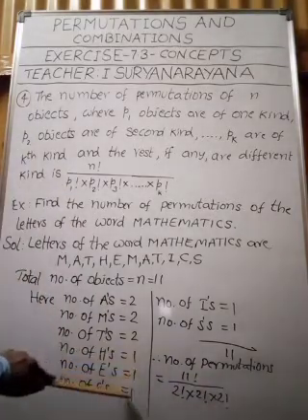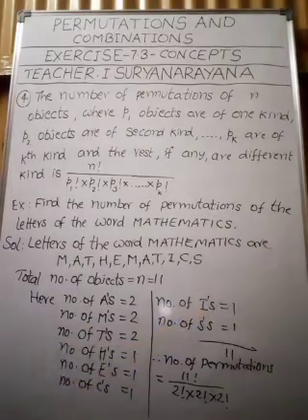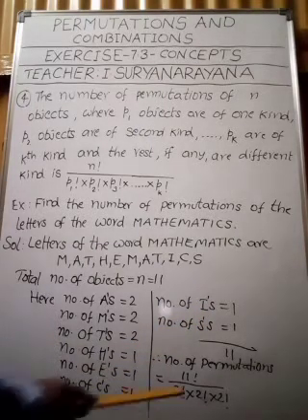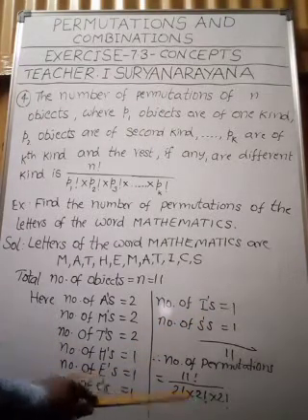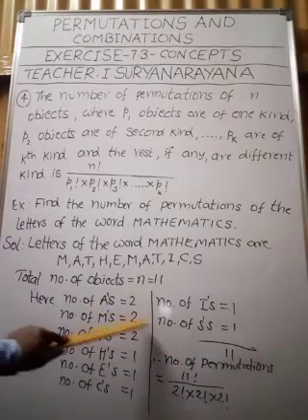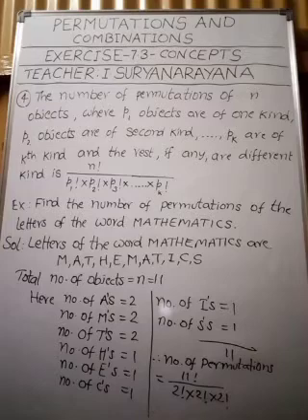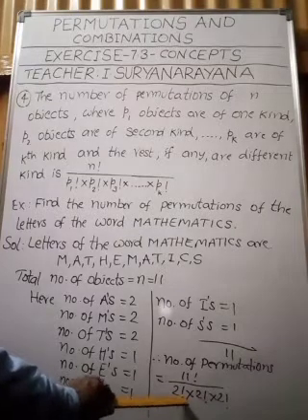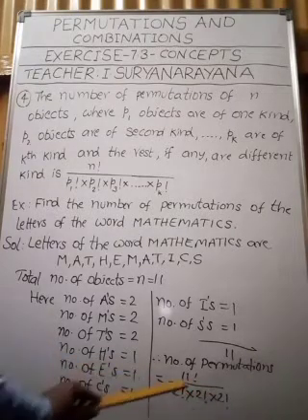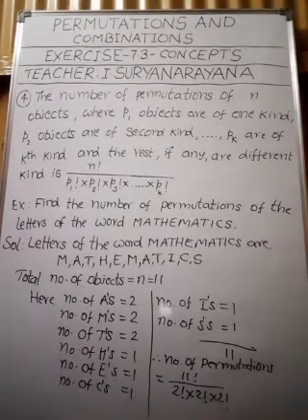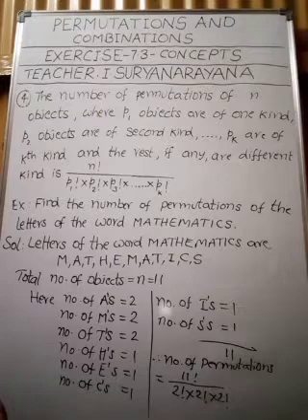Here there is no need to write 1 factorial, 1 factorial, 1 factorial. We write in the denominator only factorials of numbers more than 1. Here 2 factorial into 2 factorial into 2 factorial. Understood this step? After that, simplify this number. Can you find the value of this number? I am leaving that part to you. Calculate that number. Understood?